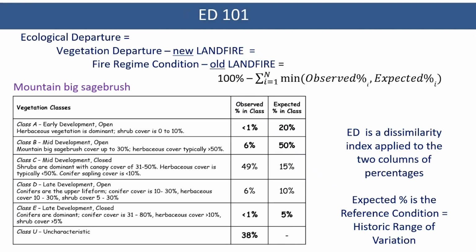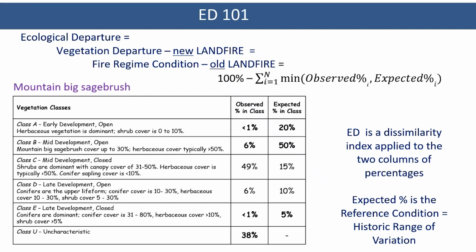So, 101 ED. Ecological departure is the same as the vegetation departure in the new LANDFIRE. It used to be fire regime condition class. The class part is the discrete version of that. And it's a simple metric of dissimilarity. It's 100 minus the sum of all the minimum of the expected and the observed value, observed from remote sensing, and all that. And expected is your reference condition.